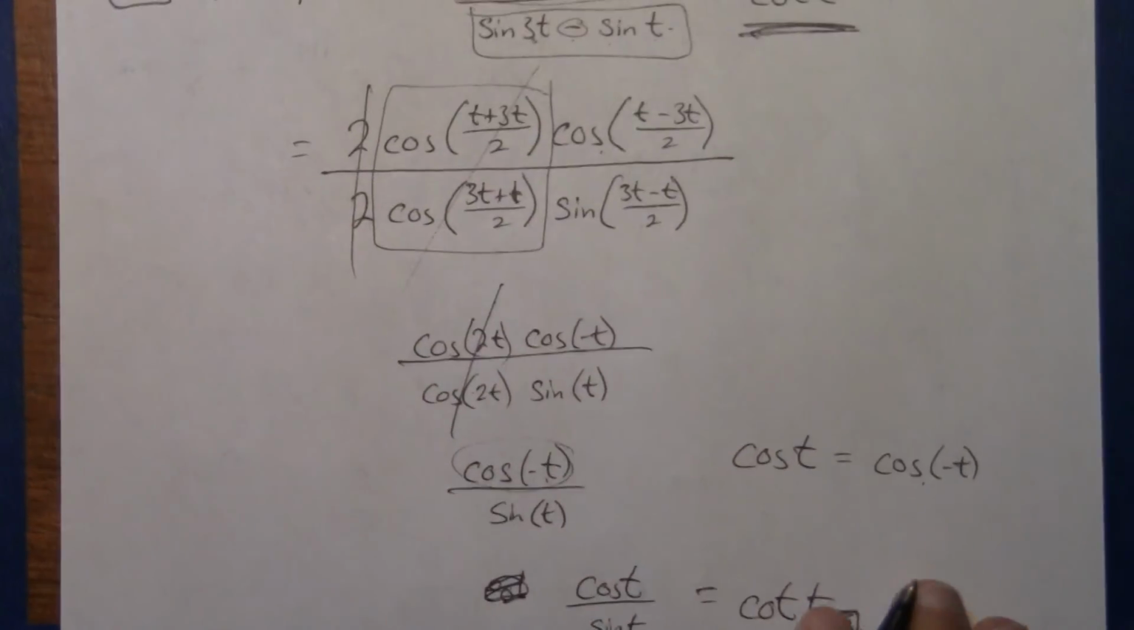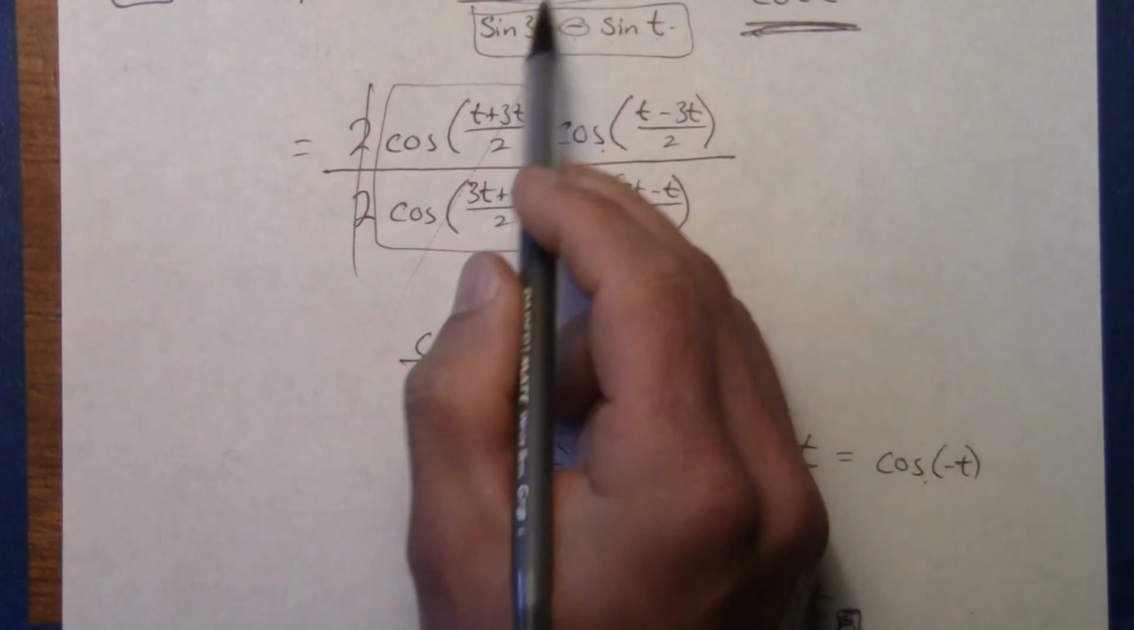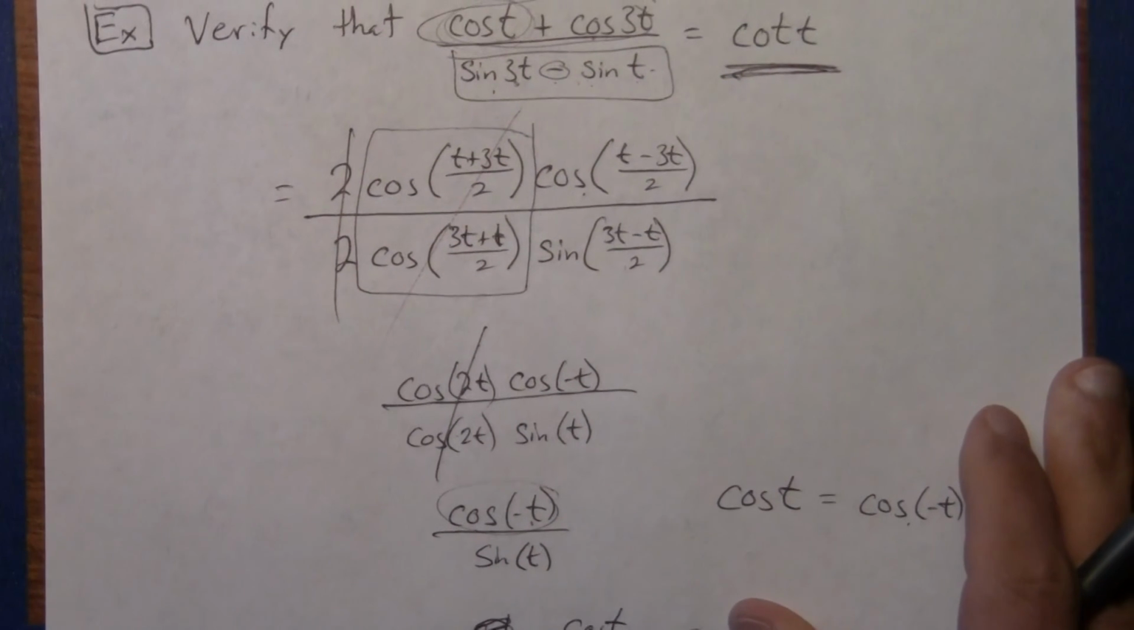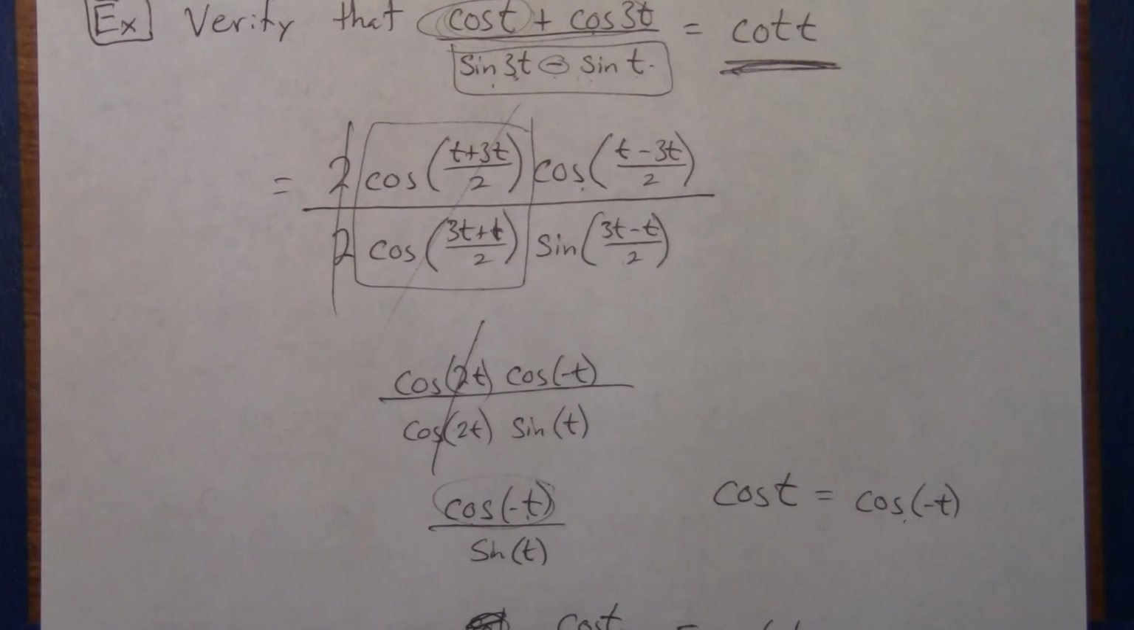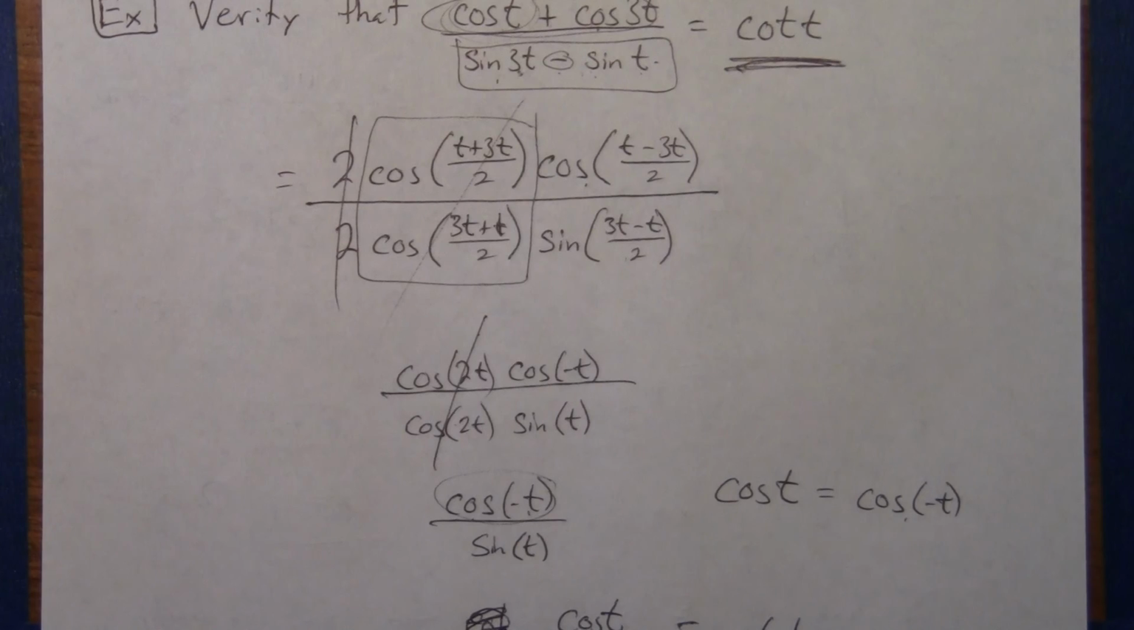All right, the biggest part of this problem is recognizing the sum to product in both the numerator and the denominator. Unfortunately, if you don't recognize that, you'll get stuck. Hopefully that'll help you out for your homework in 5.5 day 2.